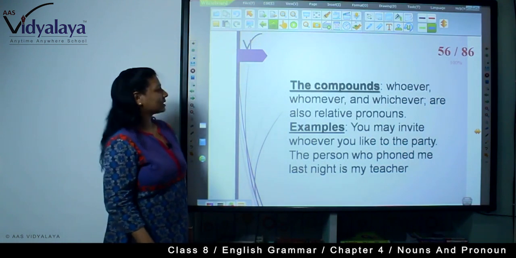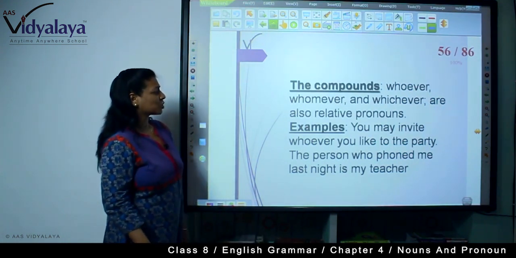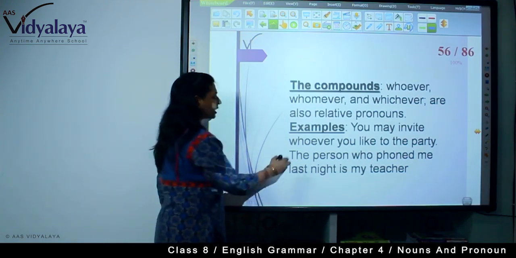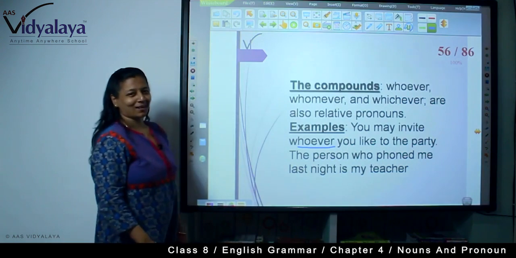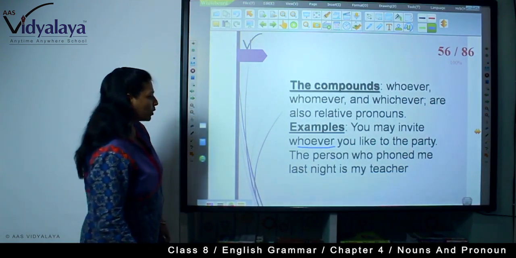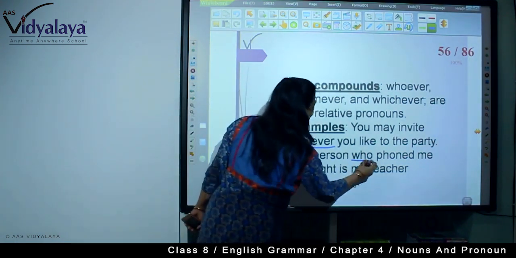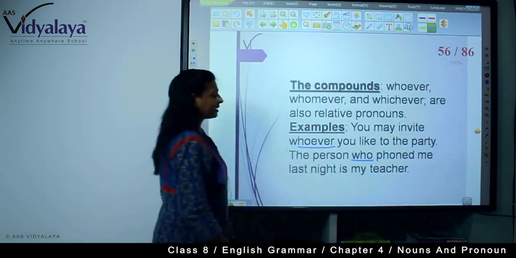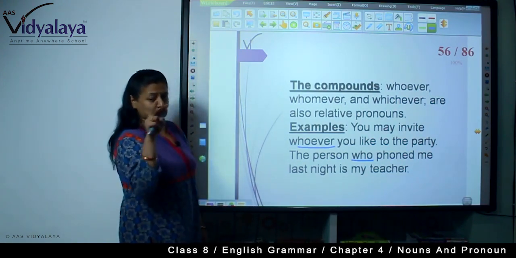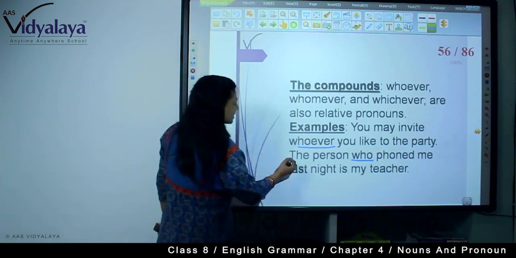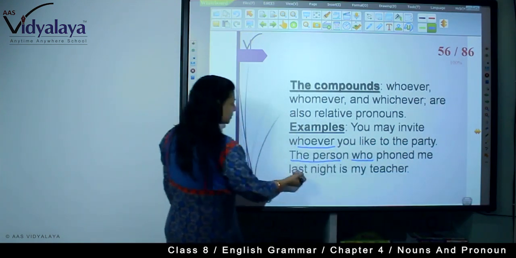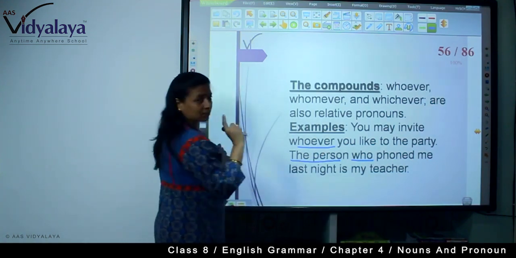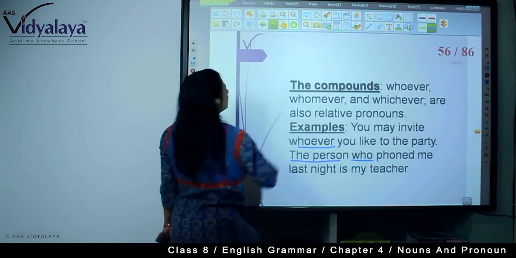The compounds whoever, whomever, whichever are also relative pronouns. Example, you may invite whoever you like to the party. The person who phoned me last night is my teacher. See, there is no sign of interrogation because with who as a relative pronoun, we have joined two phrases. The one phrase, the person, and who phoned me last night is my teacher. So there is no question mark. There is a full stop at the end of this.